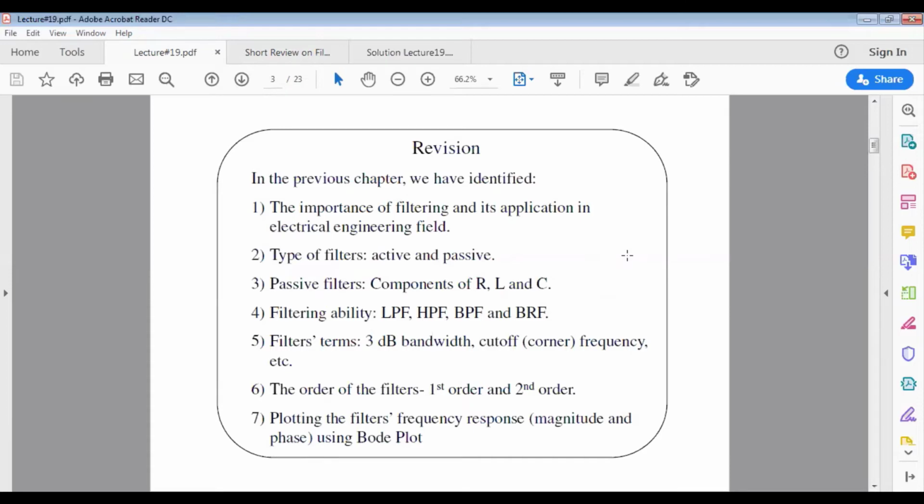In chapter 5, we have learned about these 7 important things. The importance of filtering and its application in the electrical engineering field.